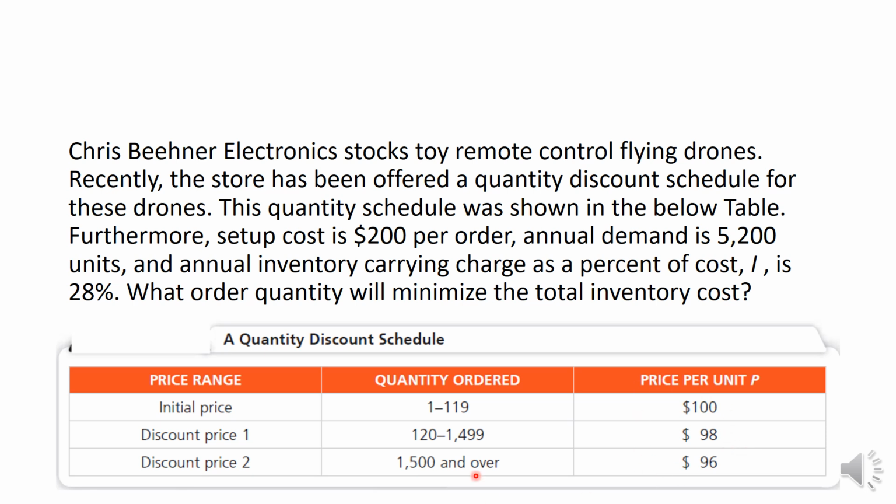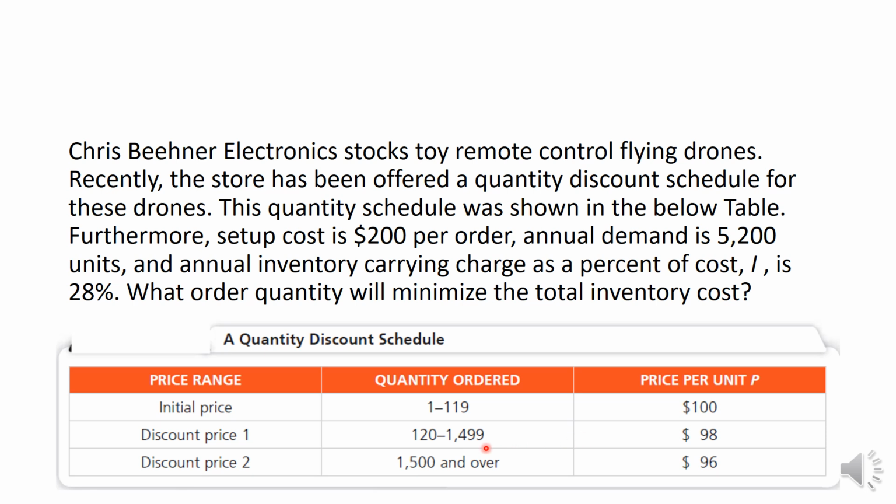So over here you see the price range. The price ranges are there because it is a quantity discount. So this is the quantity you have to buy for this discount, and the price per unit will be 98. And the second price you will get is 96, and the quantity you will have to buy is 1500. So 100 has no discount. That is the initial price.